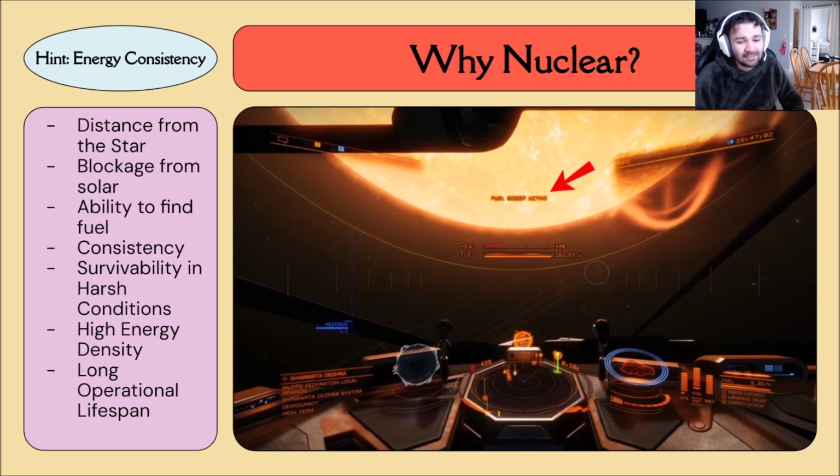Nuclear fuel has a very high energy density, and it lasts a very long time, right? So a very long lifespan, like we're going to talk about in Curiosity.